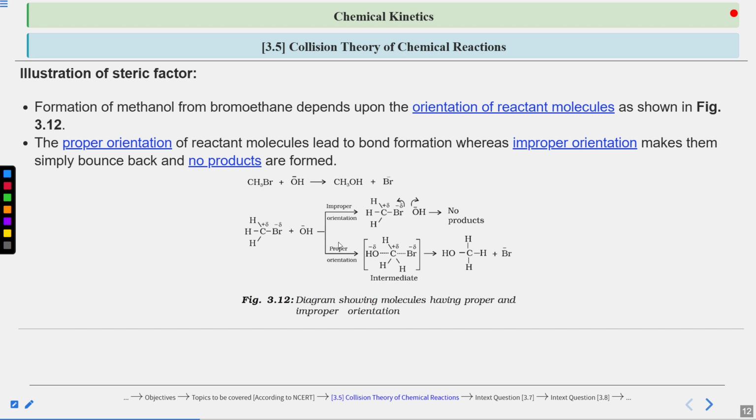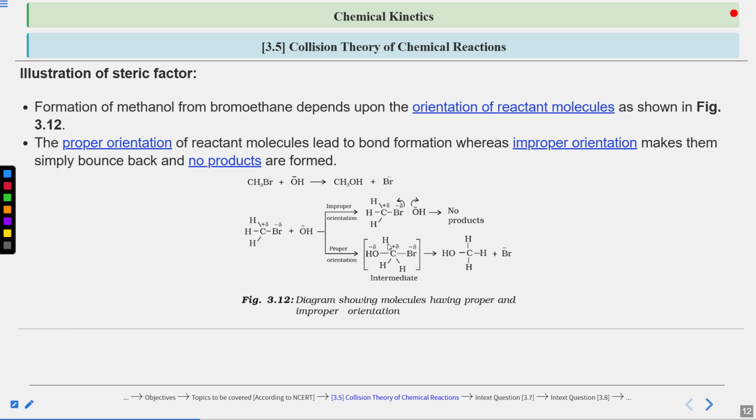So if you do a proper orientation, then this intermediate will form. The intermediate is shown by enclosing it in these big square brackets: CH3, Br and OH. What will happen is this bond, C and Br, will break due to these partial charges on the carbon and the bromine. And this hydroxyl ion, because it has a negative charge, it's a nucleophile, will attack the carbocation, because when this bromine is removed from the carbon, a positive charge will come on the carbon, right? And this nucleophile will attack that positive charge, and this intermediate will form.